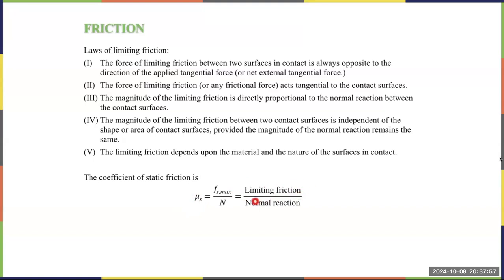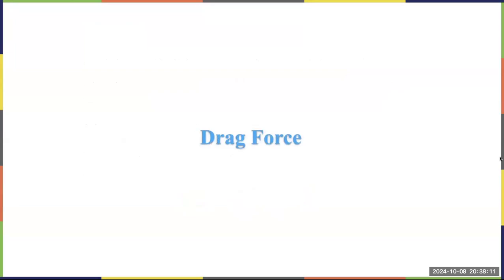And also, if I want to find the static friction coefficient, it is the limiting friction force divided by the normal reaction. So this will give me my coefficient of static friction. This is called the coefficient of static friction. So that was for the case of two objects in contact.